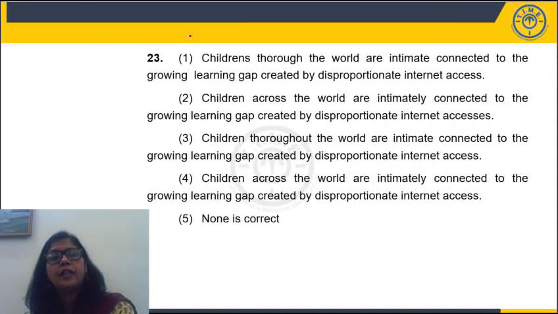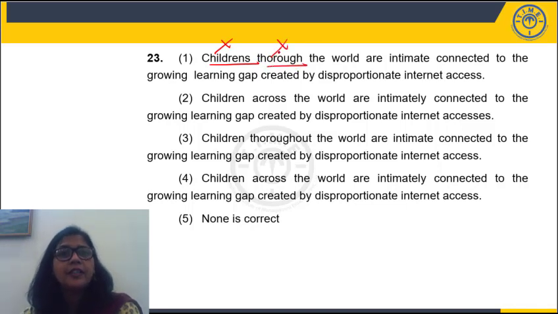Question number 23. Children's thorough the world. Children's, wrong. Thorough, wrong. Right? Children itself is a plural. Children, children, children. All right. Okay, so one is out. Now go to the second one.